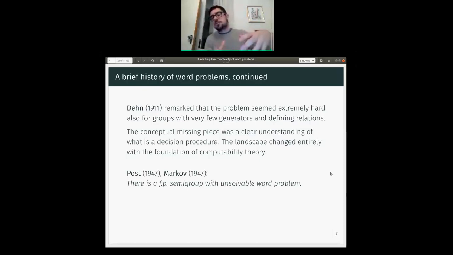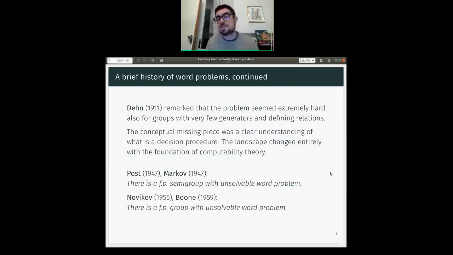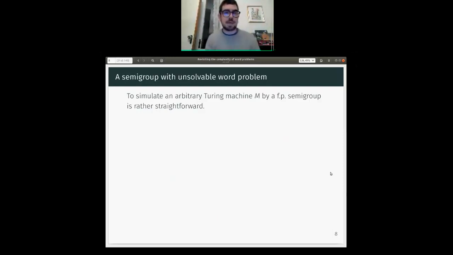Here we have, of course, a set with only an associative operation, so you only ask for associativity. As we will see, I will give you the proof of this to give you a flavor of how to reason in this kind of context. Semigroups are so abstract and so general that encoding machines by them is fairly straightforward. Much more difficult is the problem for groups, and it was eventually solved, again independently, by Novikov and Boone about 10 years later. Okay, so now we know that there exists a finitely presented group with unsolvable word problem. But let me first speak about semigroups.